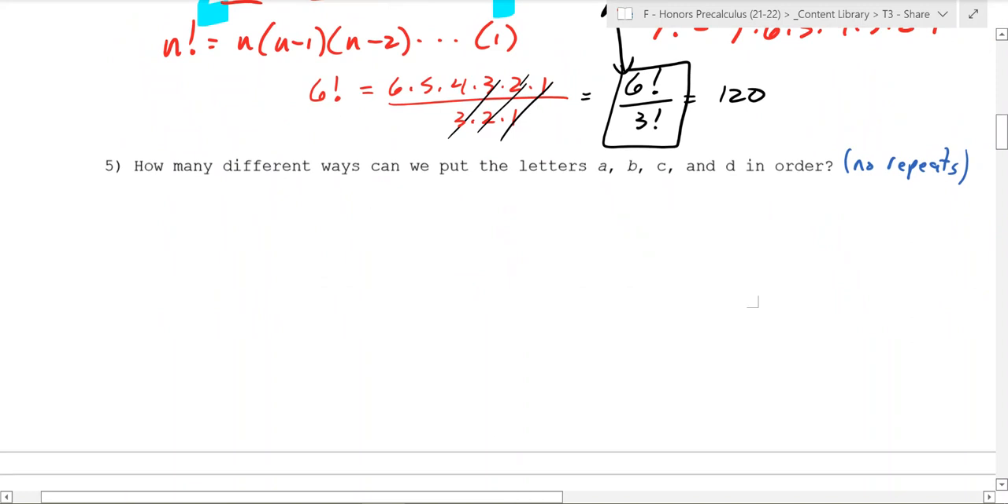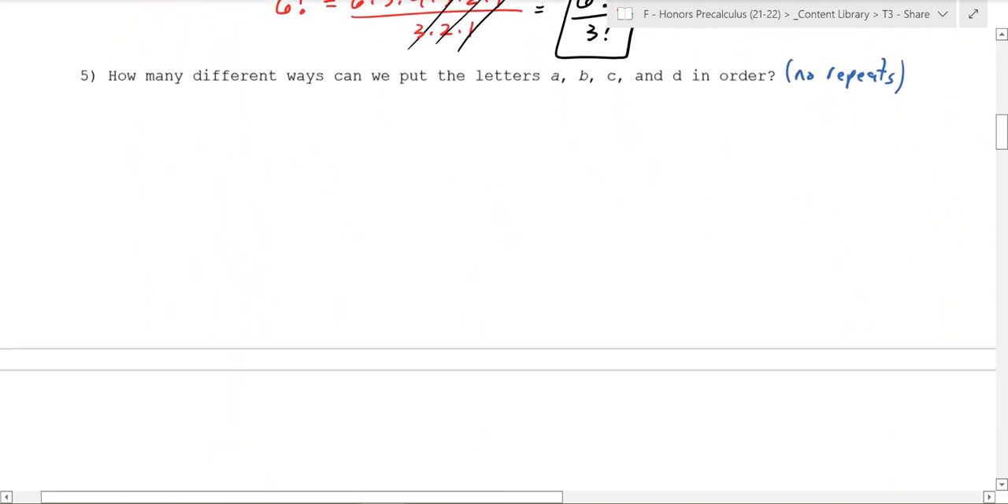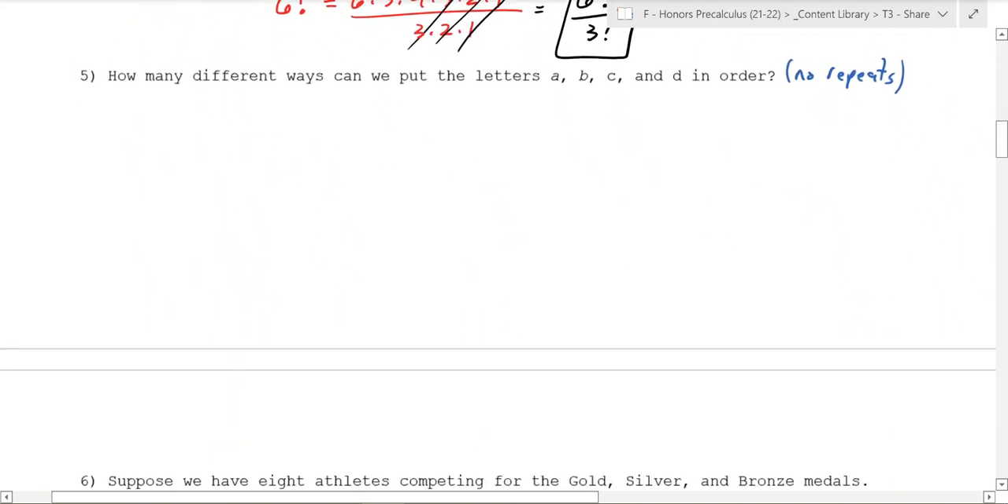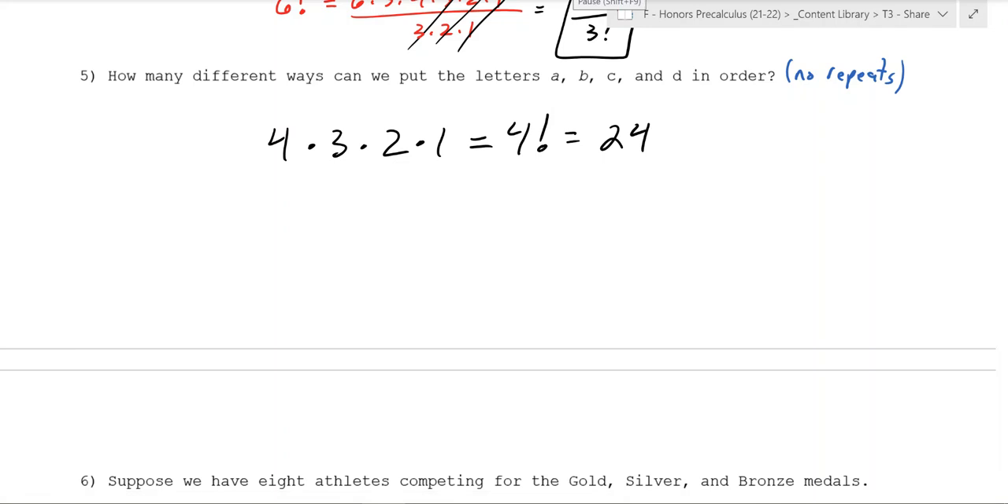So what about this one right here? How many different ways can we put the letters A, B, C, D in order with no repeats? Well, there's 4 for the first slot, 3 for the second slot, 2, and then 1. So that's 4 factorial, which is 24. You'll memorize a lot of these factorials.